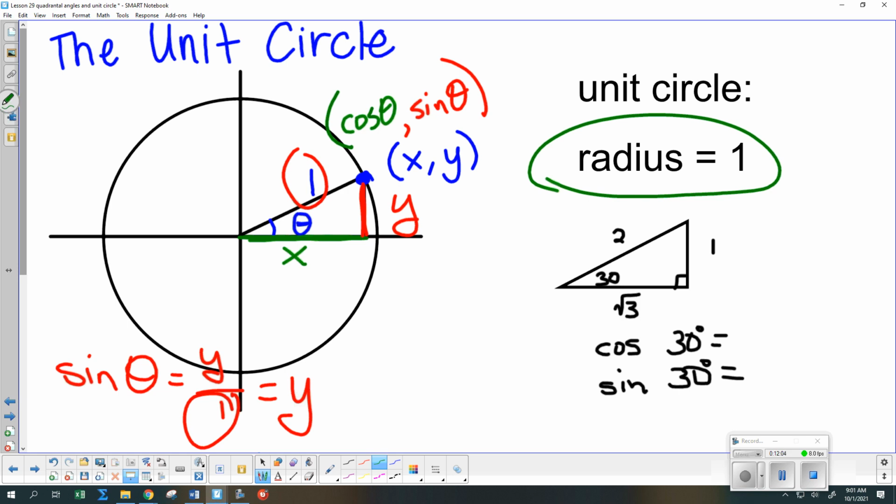If I wanted to come around to here, whatever this angle is, I'll call it beta, just to have something different in there. That means if the radius is 1, whatever that coordinate is would be the cosine of beta, comma, the sine of beta.